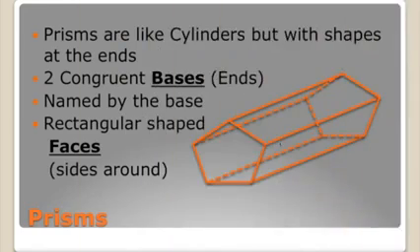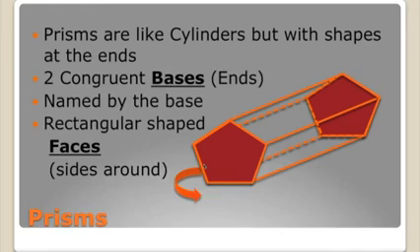Here, well, think about this. How would we name this shape? Remember that we name it by the base. And since the base here is a pentagon, 1, 2, 3, 4, 5 sides, that's a pentagon, we call this a pentagonal prism because the base is a pentagon. And remember, it's easy to tell how many faces a prism has because of the number of sides the base has. Since this base here has 1, 2, 3, 4, 5 sides, we're going to have 5 faces.